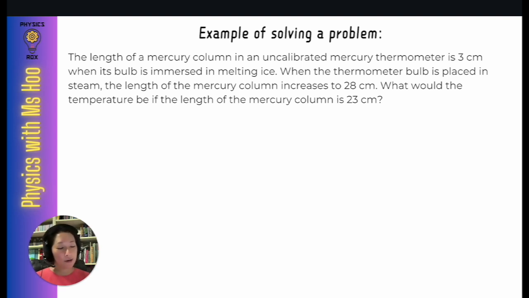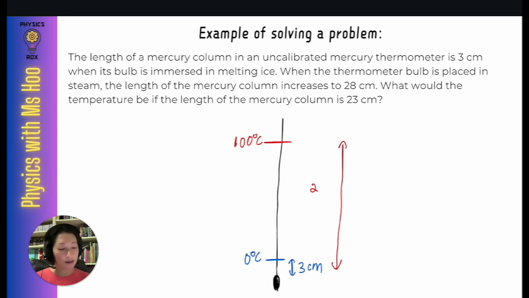So let's say this is the mercury column and it's a mercury bulb. This is just representing a very simple mercury thermometer. Now, melting ice, as we know, is 0 degrees Celsius. So I'm going to write here 0 degrees Celsius, and this is 3 centimeters. Now, the steam point is 100 degrees Celsius. So I'm going to mark that 100 degrees Celsius, and this is 28 cm. The unknown temperature, which is theta, is at a length of 23 cm.